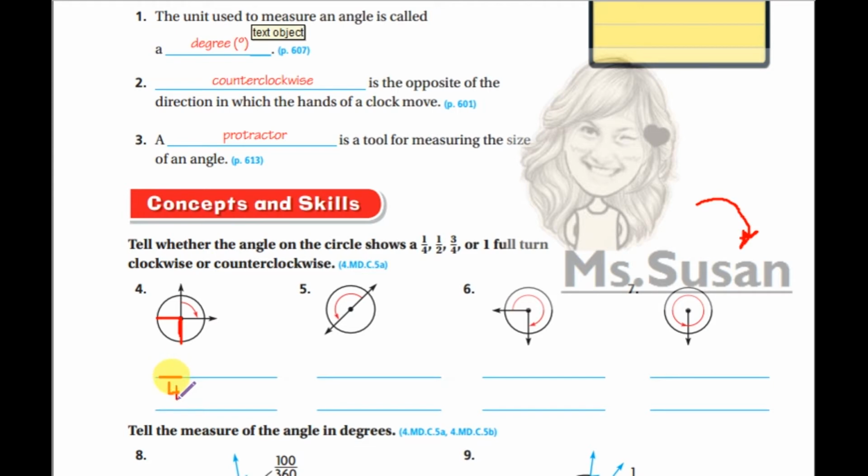Okay, how many parts are colored here with red? This angle is only one part, right? So it will be a fourth. So is this clockwise or counterclockwise? Try to compare it with the arrow that I made here. It's the same direction, right? So it will be clockwise.